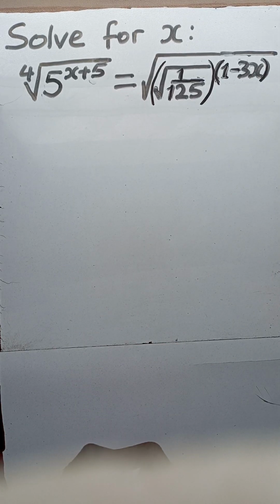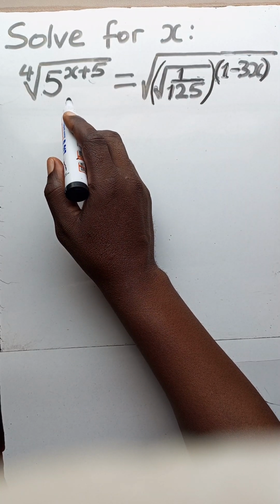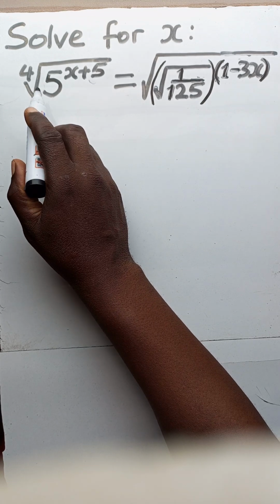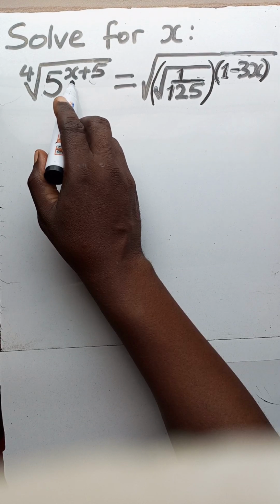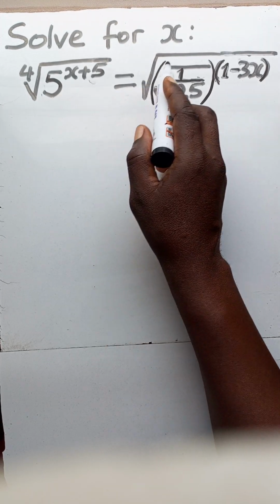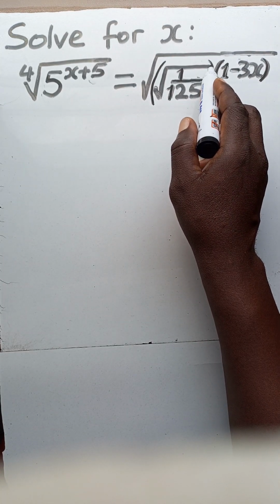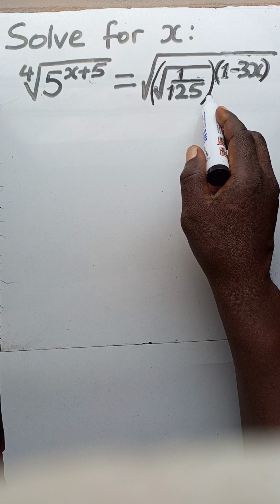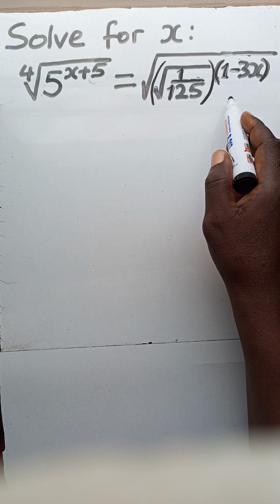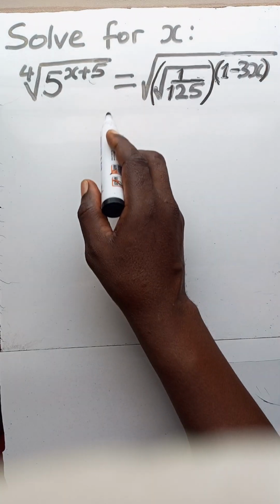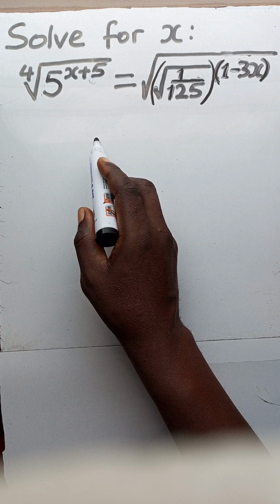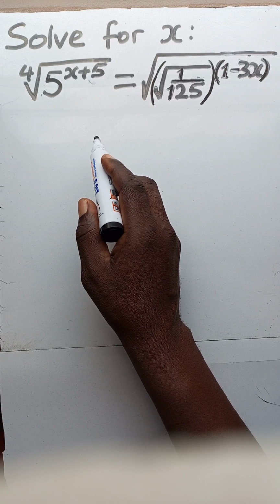Solve for x in this radical equation. Here we have the fourth root of 5 to the power x plus 5 is equal to the square root of the fraction 1 over 125, all raised to the power 1 minus 3x. Okay, at first glance, it can look scary, but there's nothing scary about it.